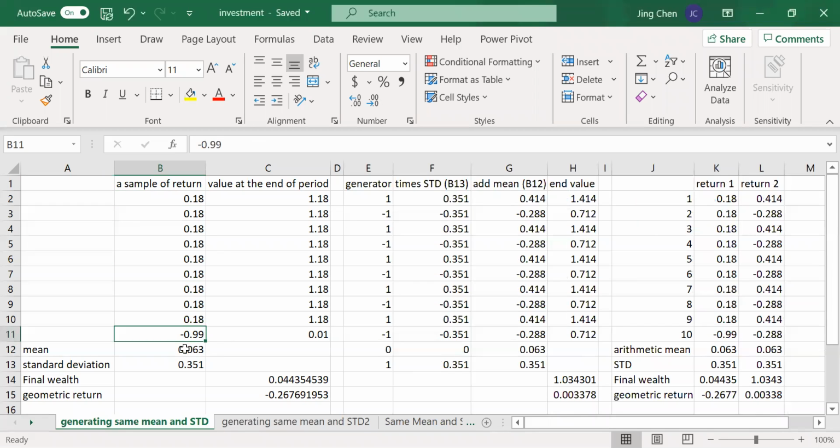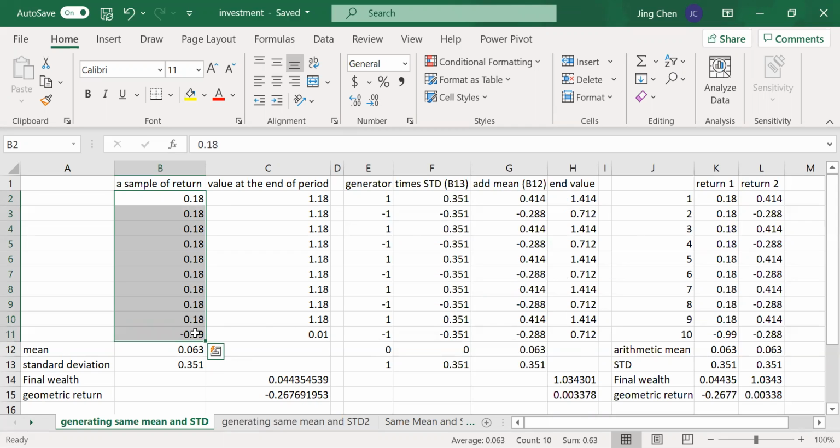So we calculate the mean, right? It's the average of these 10 values. And we can calculate the standard deviation. And then we assume this is a return, right? This here is a return. Here is a return.